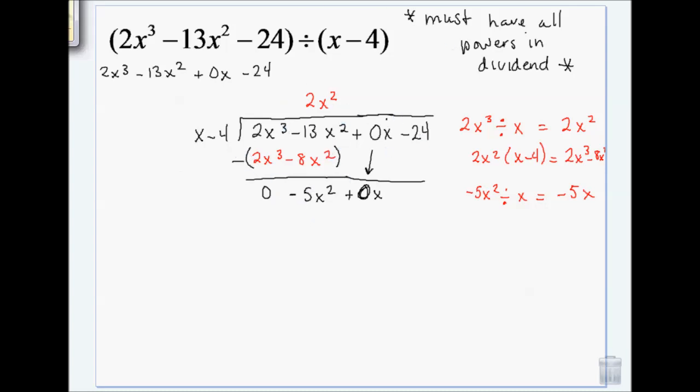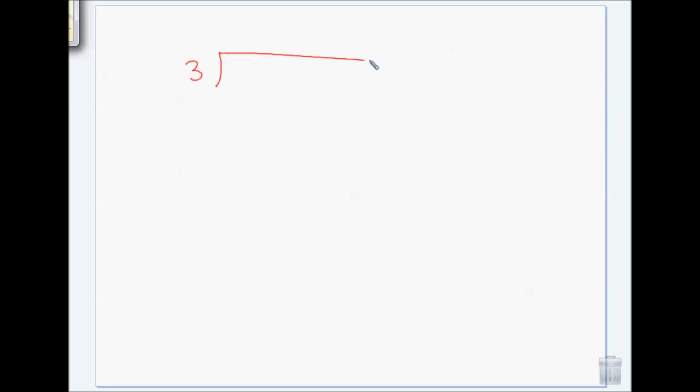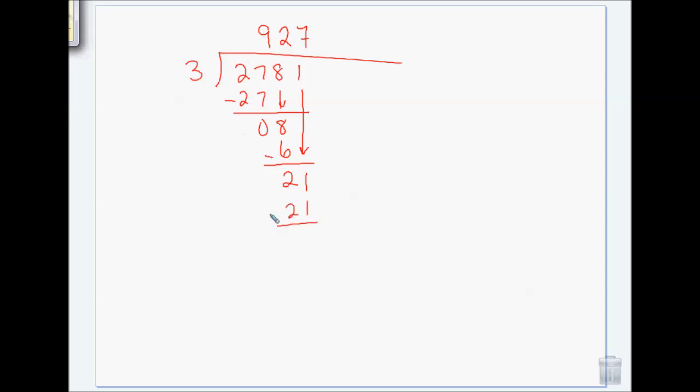So think about, okay, hold on. Think about normal long division. Okay, 3 doesn't go into 2. 3 goes into 27 9 times, right? I do 9 times 3, that's 27. I subtract it. They gave me a 0, so I bring down my 8. 3 goes into 8 2 times. I do 2 times 3, which is 6. I subtract it. I bring down my 1. 3 goes into 21 7 times. 7 times 3 is 21. I subtract it and I have no remainder.